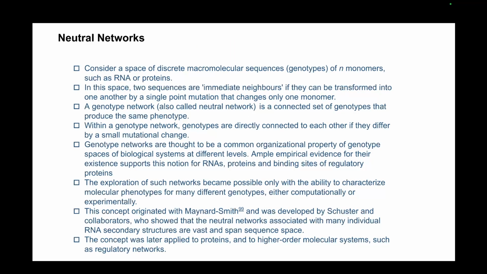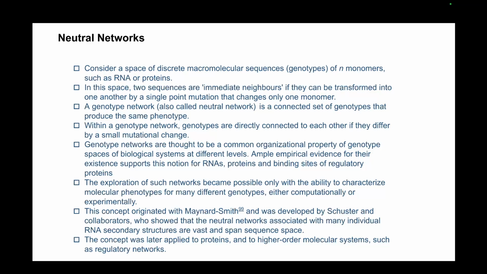So first comes the concept of neutral networks. So what are neutral networks? First you consider a space of discrete macromolecular sequences, which are basically genotypes, which can be RNA or proteins. And in this space, two sequences are immediate neighbors if they can be transformed into one another by a single mutation. So, for example, one sequence is ATGC and another sequence is ATGG. Changing the last nucleotide using a point mutation, you can go from one sequence to another. So, these kind of sequences will be neighbors in neutral networks. These are immediate neighbors if you can go from one sequence to another by a single point mutation.